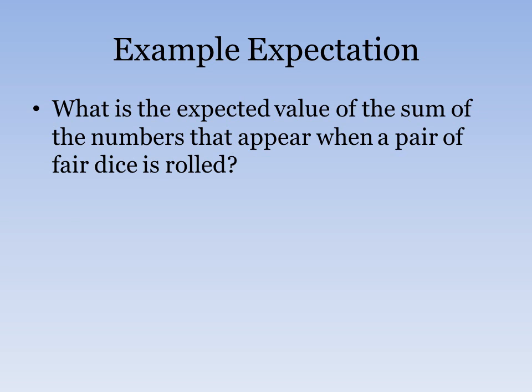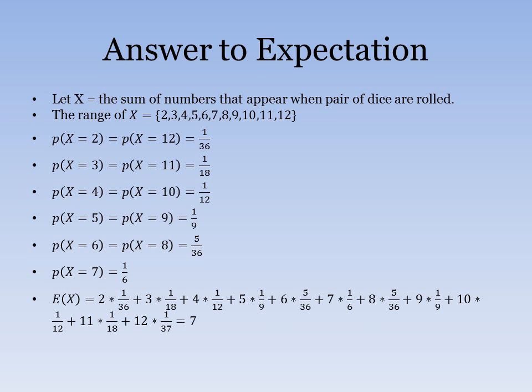An example with expectation. What is the expected value of the sum of the numbers that appear when a pair of fair dice is rolled? So we're going to begin by letting X equal the sum of numbers that appear when a pair of dice are rolled. The range of X is 2, 3, 4, 5, 6, 7, 8, 9, 10, 11, and 12. The probability that the value equals 2 equals the probability that the value equals 12, and that probability is 1/36.